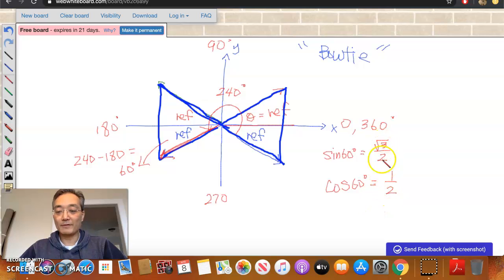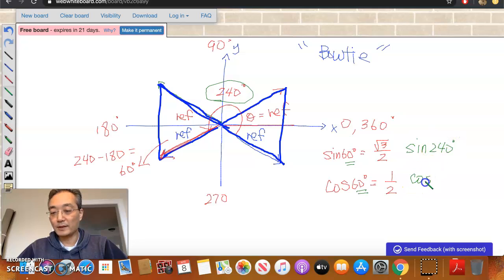Okay, so we have the values of sine of 60 and cosine of 60, but this is not 60, it's 240, correct? They're looking for what's cosine and sine of 240. These are the reference angles here for 240. But what's sine of 240? And what's cosine of 240?